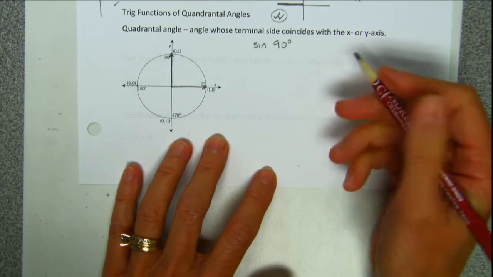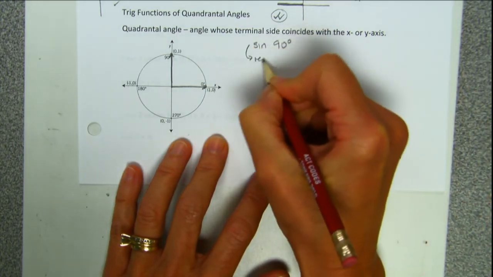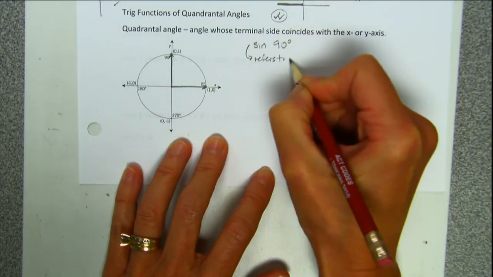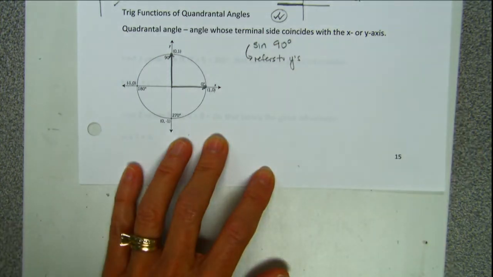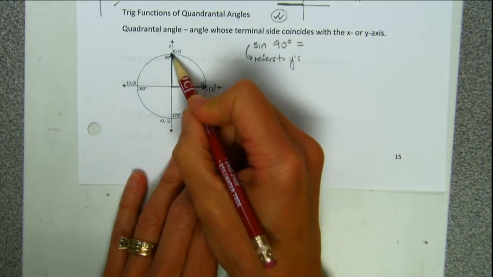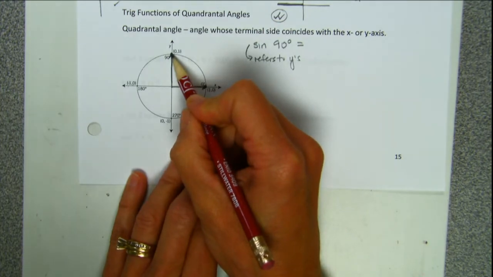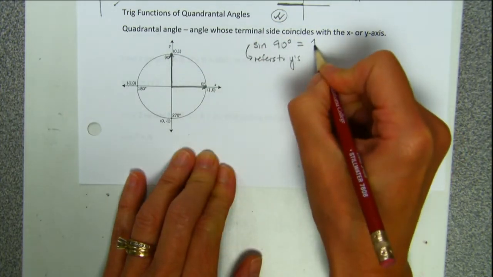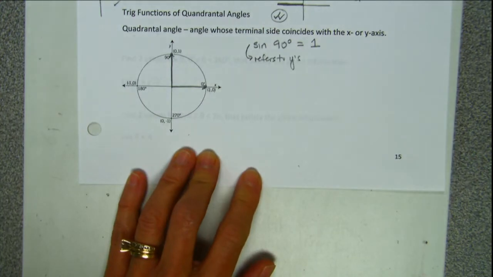Sine refers to the y's, doesn't it? So we're just going to look at the y coordinate up here at 90 degrees. The y coordinate is 1. So the sine of 90 degrees is 1. You grab the y coordinate.